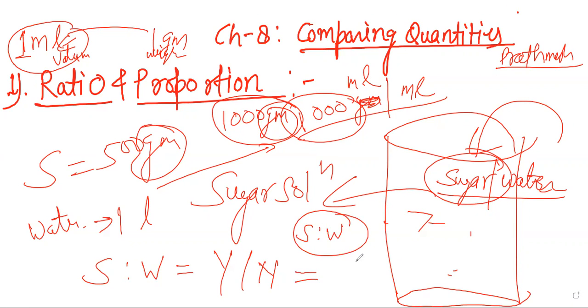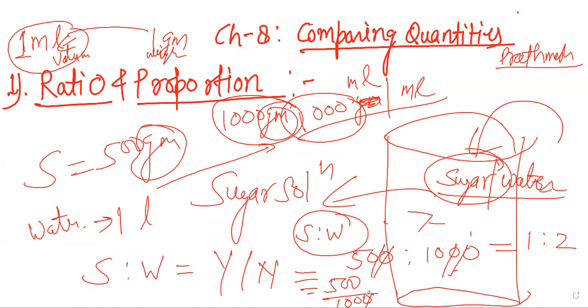Yes. So if we are trying to find the sugar and water ratio, sugar will be 500 and water will be 1000. So what was the answer? 1:2. Because it will be written as 500 upon 1000, right class? The zeros get cancelled out, 5 1s are 5, 5 2s are 10, so this will be 1:2.